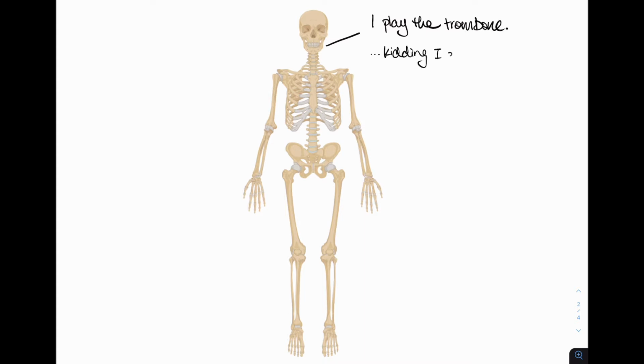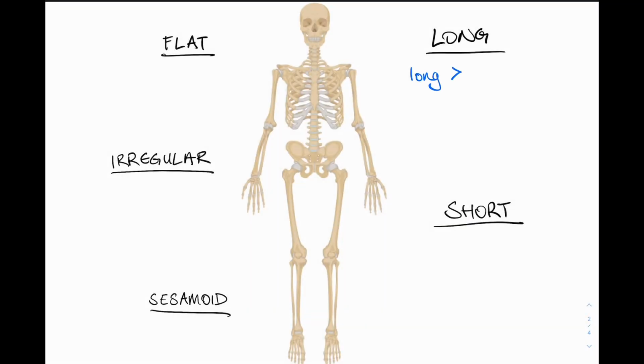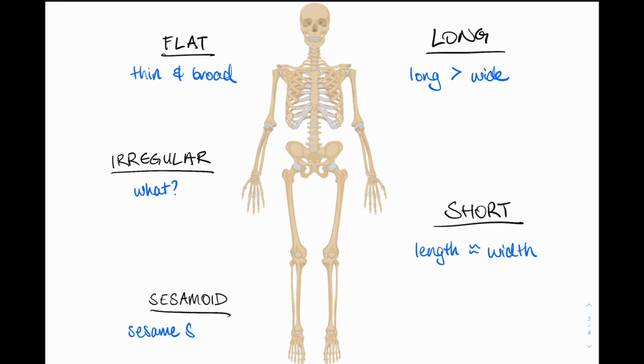let's begin by having a look at the types of bones. To understand the types of bones in our skeleton, here we've got a diagram of a full skeleton, and largely everything that we can see can be categorized into either long, short, flat, irregular, or sesamoid bones.